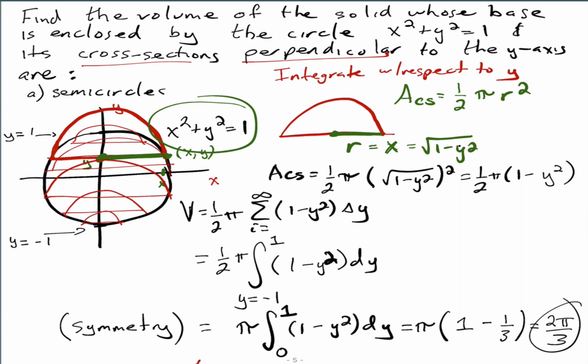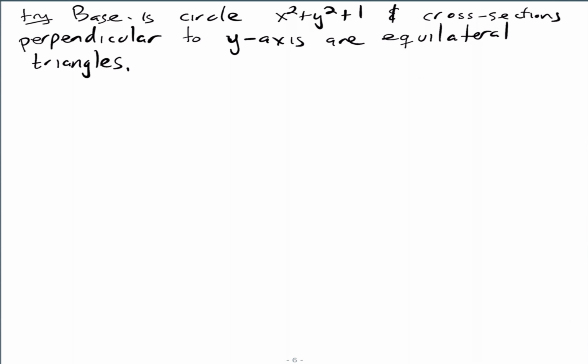So why don't you guys try the other one? The other one was the same thing, but instead of semicircles, the cross sections are equilateral triangles. Okay, so let's do it together. You guys ready? So let's follow our strategy. So what is our strategy? We draw the base, right?